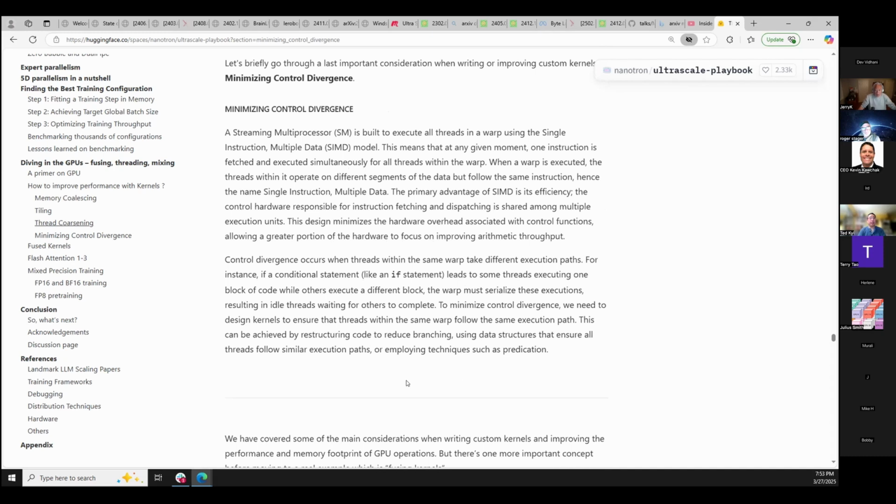Minimizing control divergence. This is, I believe, the thing I was talking about with your question, Roger. Control divergence occurs when threads within the same warp take different execution paths. One obvious example is if you have an if statement.